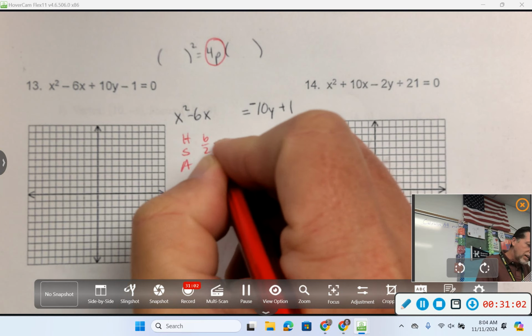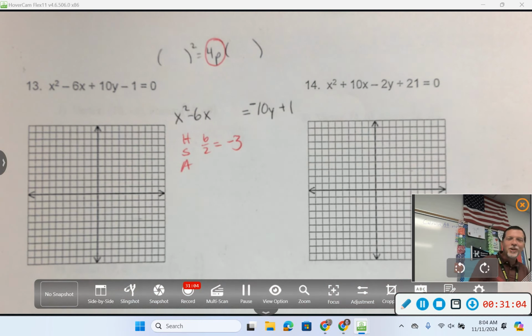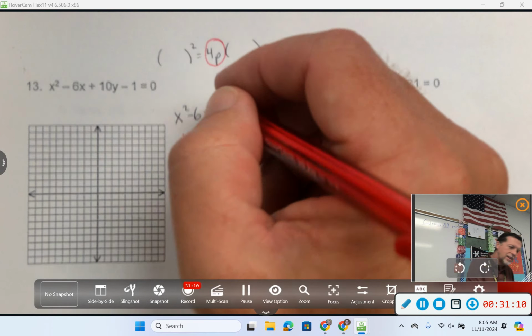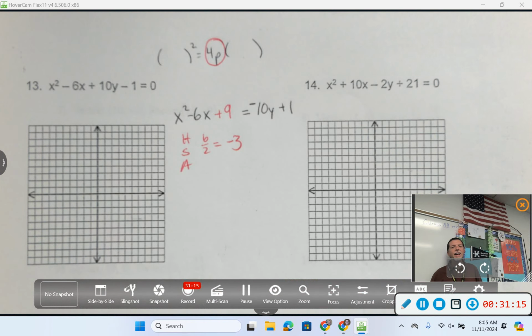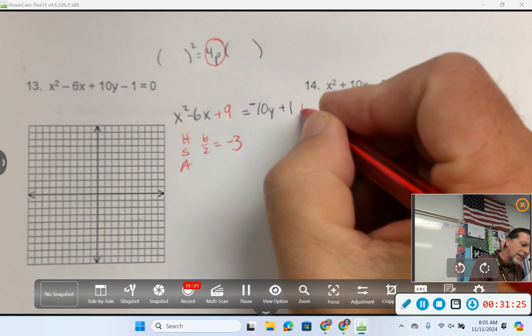So plus 9. So let's slow down. b over 2 is negative 3. That's the half it part. Square it, we get 9. So plus 9 makes that a perfect square. But I can't just stick a plus 9 on a problem. That's not legal. I either need to minus 9 on the same side, or better yet for this one, add 9 to the other side.